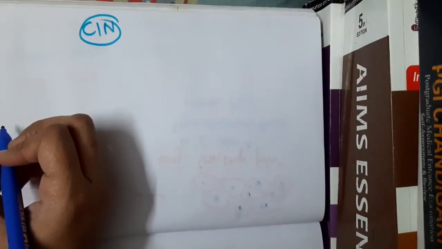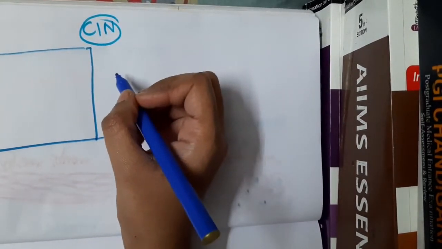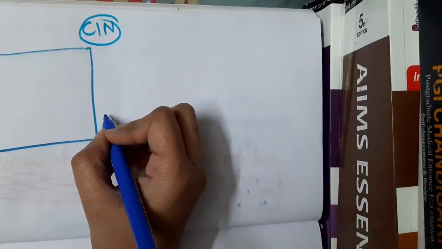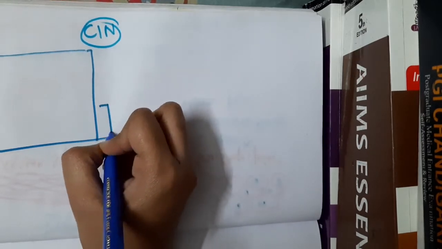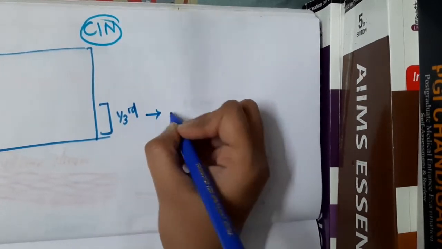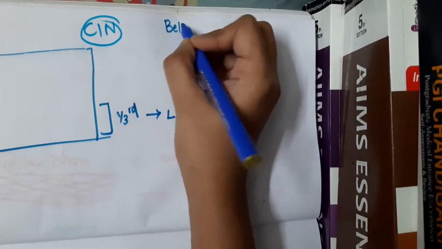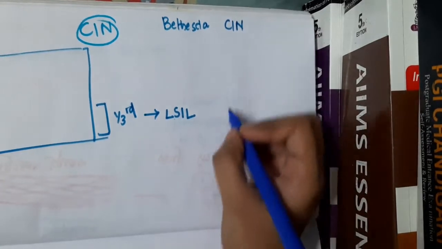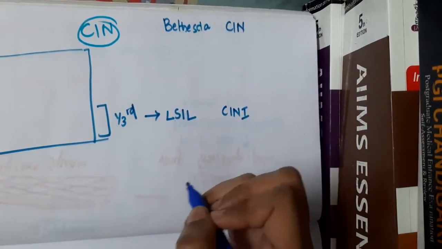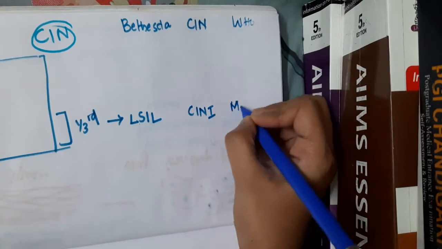the cervix is made up of stratified squamous epithelium. Right, if dysplastic cells are seen in the lower one third of the epithelial lining of the cervix, we call it low grade squamous intraepithelial neoplasia according to the Bethesda classification, or according to CIN, that is cervical intraepithelial neoplasia, we call it cervical intraepithelial neoplasia 1, and according to WHO classification we call it mild dysplasia.